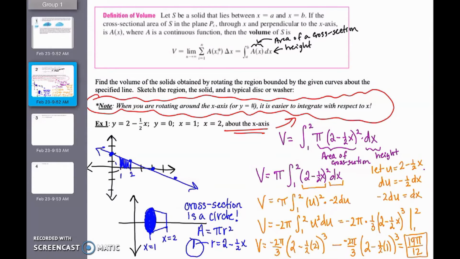One thing I do want to point out when you go back and do the math here is you do have this minus a negative right here, which is going to become plus a positive. So make sure you go back, follow through with the math, and make sure that you end up with 19 pi over 12 as your final answer.